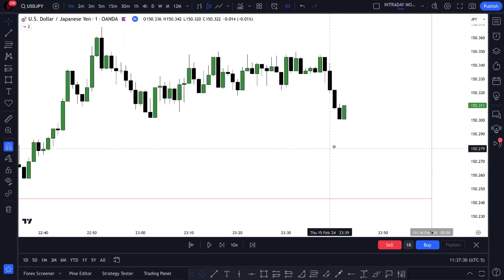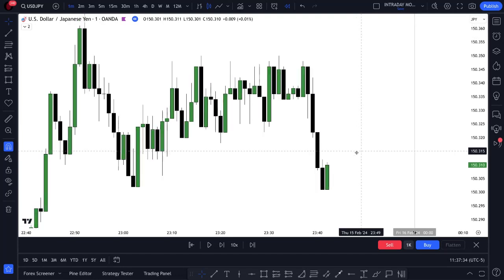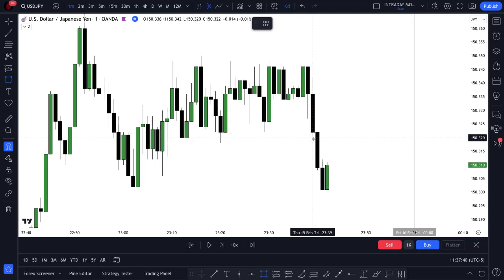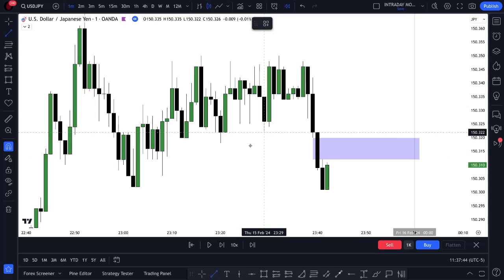And then right around here, this is where we get the entry technique. So you can see our price comes down with speed. And right here, you got a fair value gap from here to here. You draw it out.